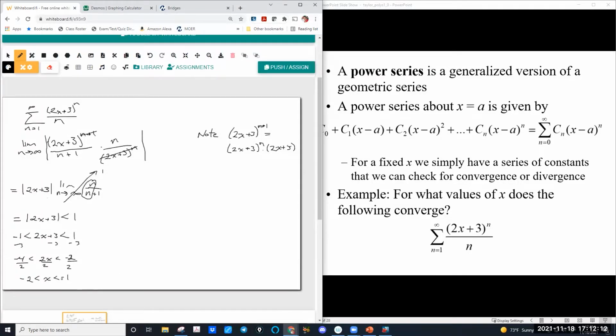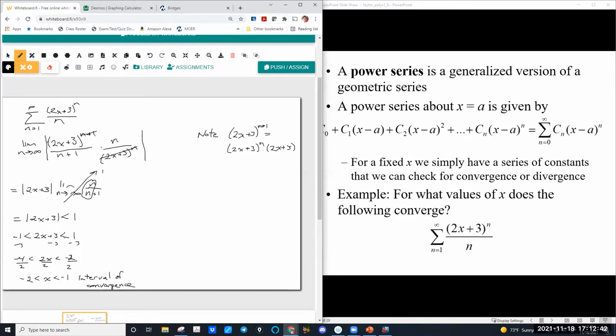So this is what's called an interval of convergence, and we'll define that in this slide here in a second. Interval of convergence, because it's an interval over which our power series converges. Because as long as x is in between -2 and -1, the ratio test is going to come out less than 1.